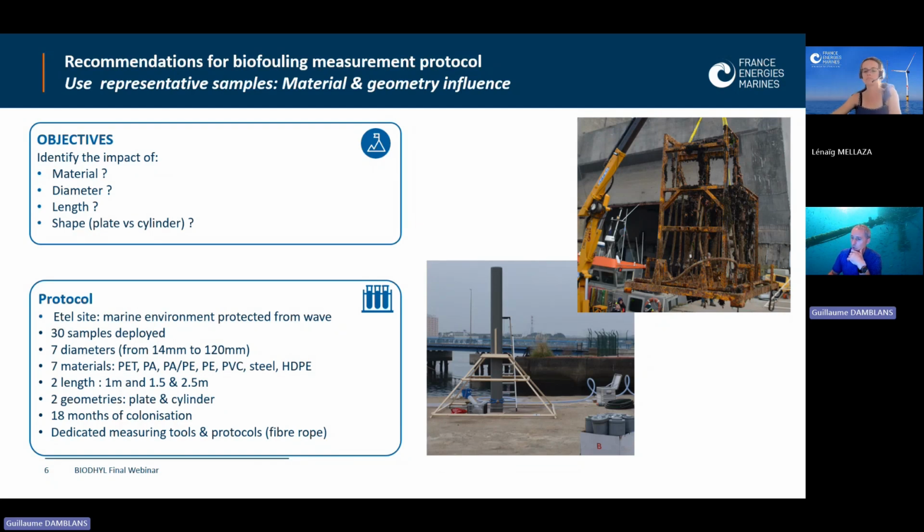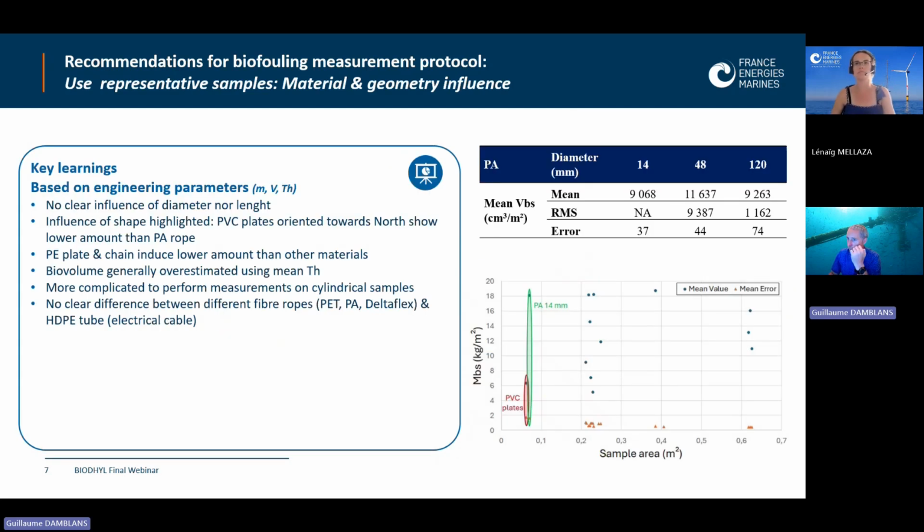For 18 months, so with colonized sample, but also limited in time regarding the long-term application we want to be representative of. So from these experiments, first of all, we will speak about the engineering conclusion. I mean by engineering conclusion, focus mainly on the data that are used in engineering model. So typically thickness, weight in air, weight in water, density, and displaced volume.